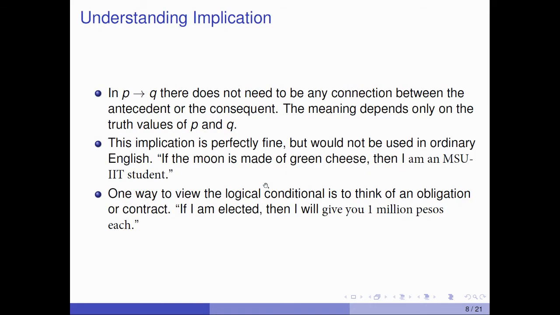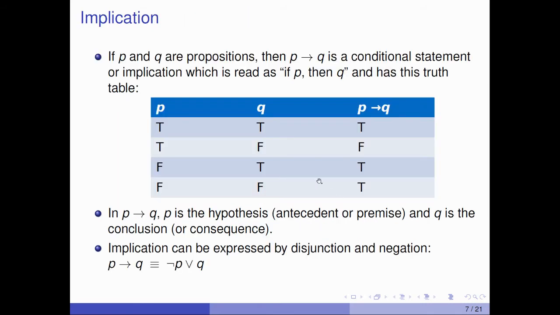All right. First, let's consider true and true. For example, I am elected really, and then I gave you 1 million pesos each. So that is the case where everyone is happy. I won in the election, and then you received 1 million pesos each. Everybody is happy. Okay, we skip this false one. Let's go to the third row here.